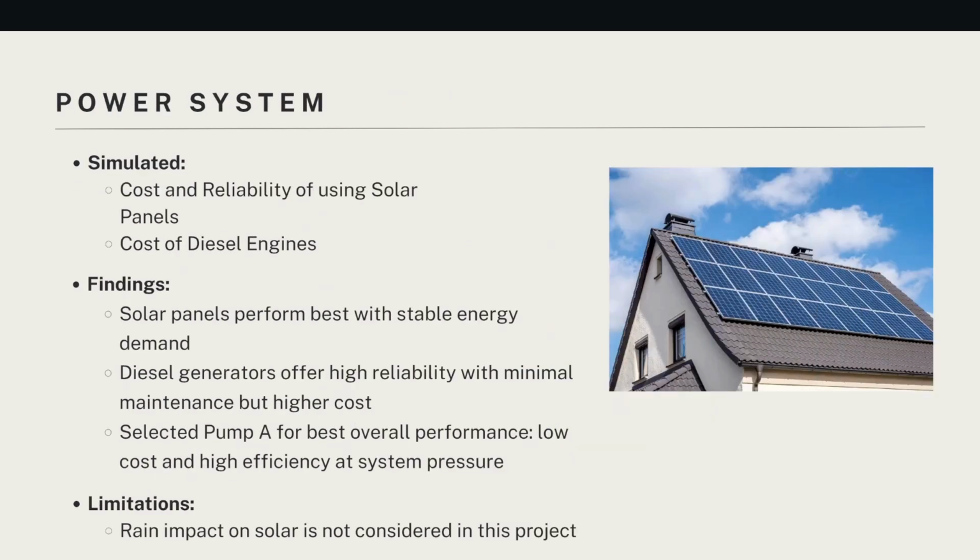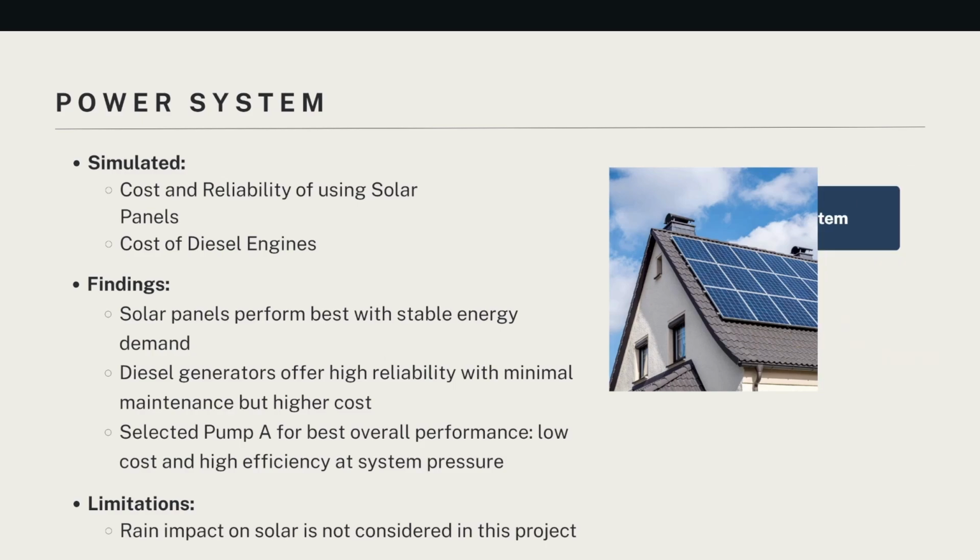The power subsystem relied extensively on placeholder values since it is dependent on many factors. However, we found that solar panels are best with a stable energy demand. When there's variation, a diesel generator performs better, albeit with higher costs. Additionally, we found that Pump A, of the 3 pumps available, performed best due to its low cost and high efficiency. We did not account for rain dependency of solar panels, which is a limitation in our approach. However, we did use average sunlight each month, which should give us an accurate result.